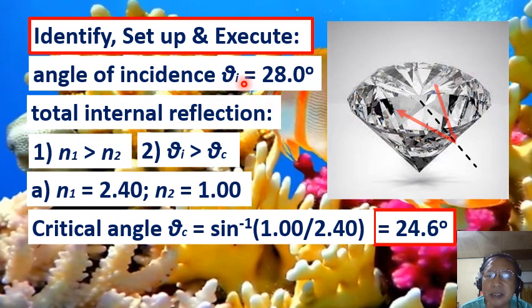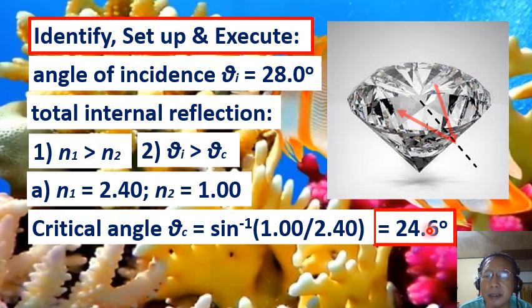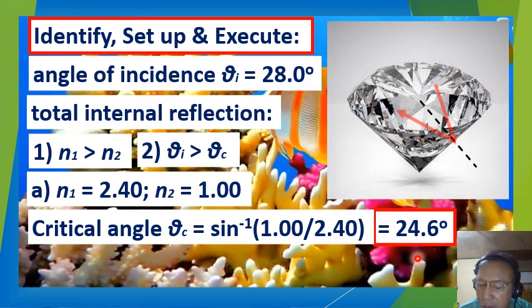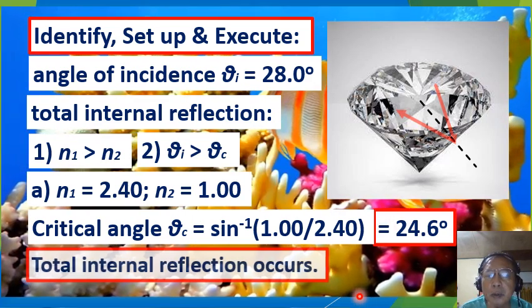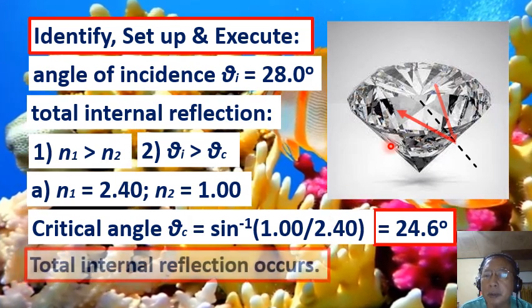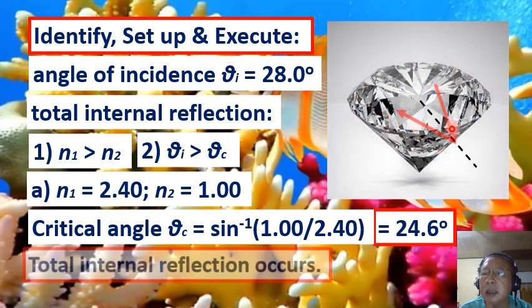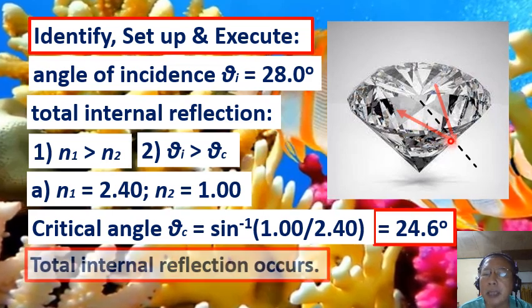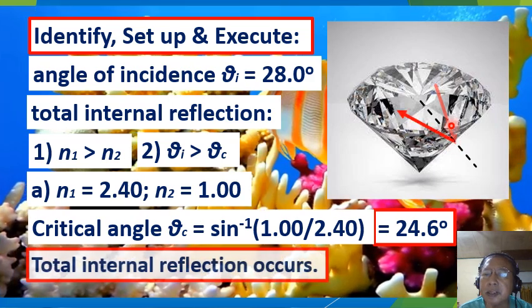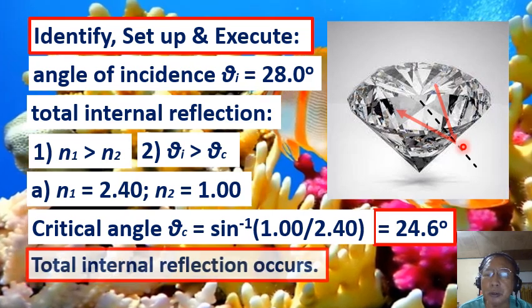And since the angle of incidence theta i is 28.0 degrees, which is greater than the critical angle of diamond relative to air, then we say that there will be total internal reflection that will occur at the diamond-air interface. And as shown in this diagram, the angle of reflection of total internal reflection is just the same as the angle of incidence, following the law of reflection.